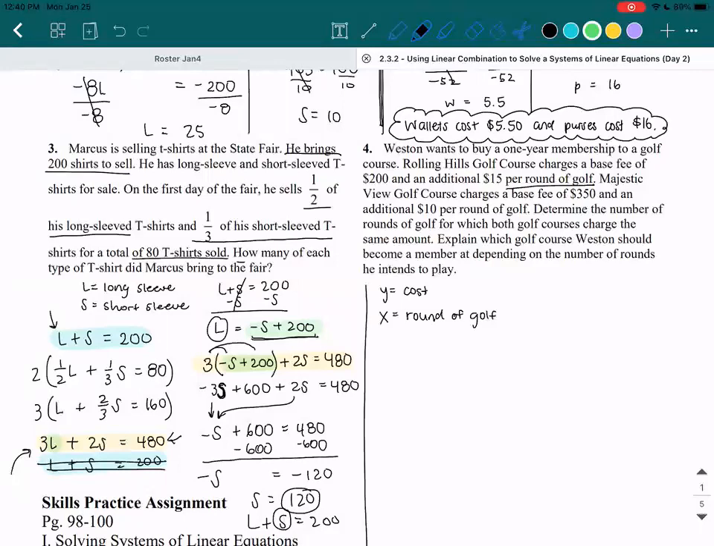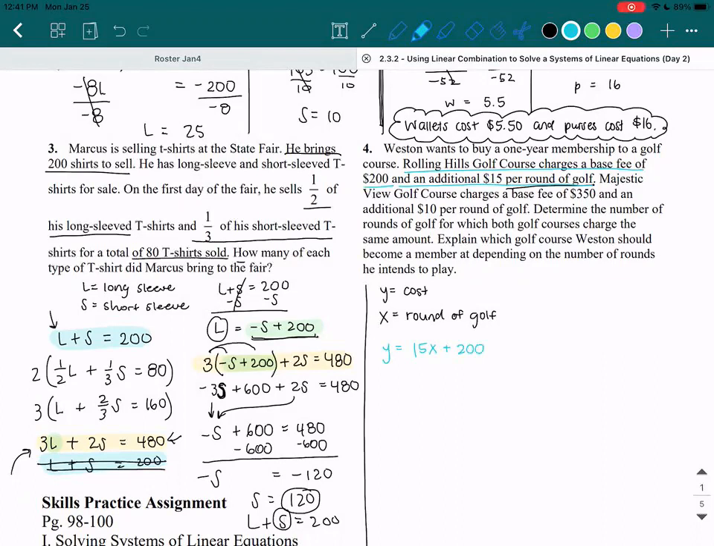Okay, so when you're writing the equations, let's do Rolling Hills first. Rolling Hills Golf Course charges a base fee of $200. That means even if you don't golf that month, you're going to pay $200. So that's your starting amount. And then you're going to pay an additional $15 per round of golf. So every single time you play a round of golf, you're going to pay $15 more. So the cost is equal to $15 per round. That's the rate of change. So it's 15 multiplied by x, plus your base fee of 200.